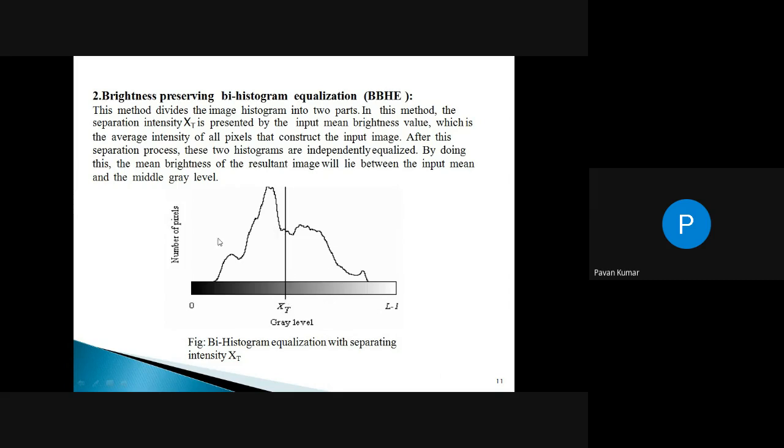Below and above that, I have divided the histogram into two regions, based on the mean value, the average intensity of the pixels of the input image. Now I have two histograms, before xt and after xt. I will apply histogram equalization separately to these two parts, and finally combine them so that I get a somewhat enhanced image. That is brightness preserving by histogram equalization.